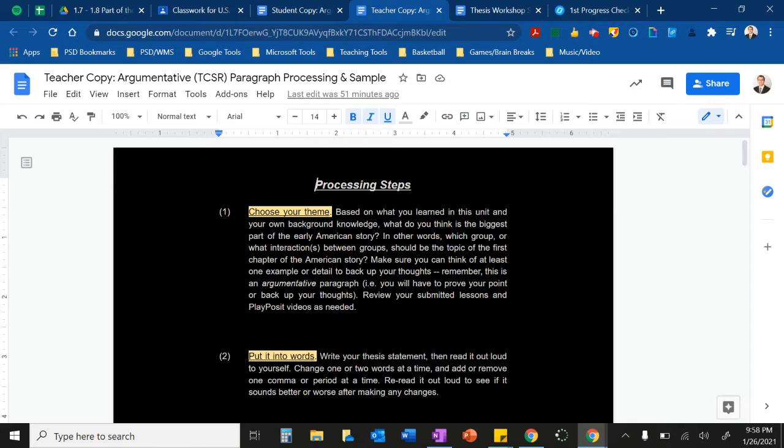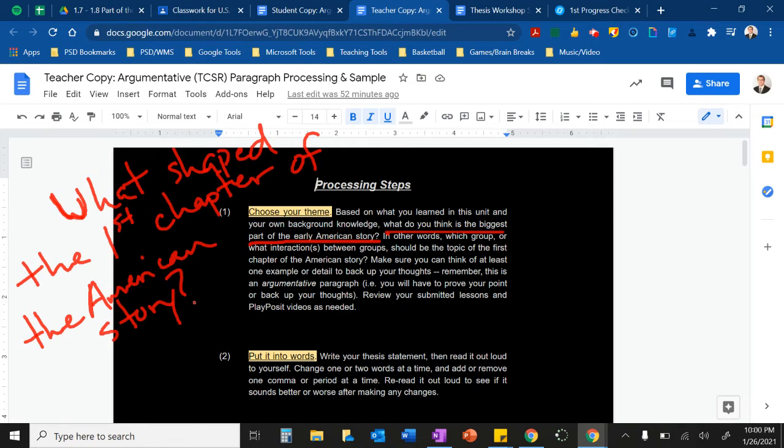What is your paragraph going to be about? Right here, based on what you learned in this unit and your own background knowledge, what do you think is the biggest part of early American history, of the early American story? In other words, which group that we've talked about, or what interactions between the groups that we've talked about should be the topic of the first chapter of the American story. So there's the question right there.